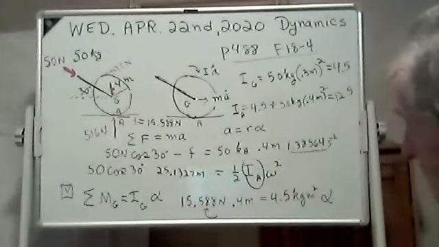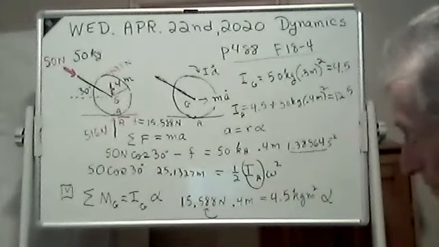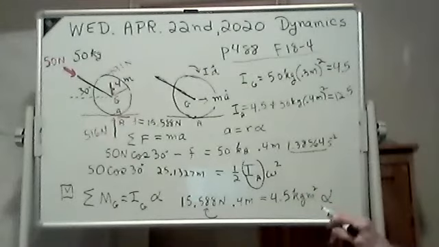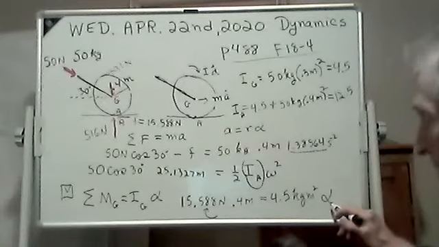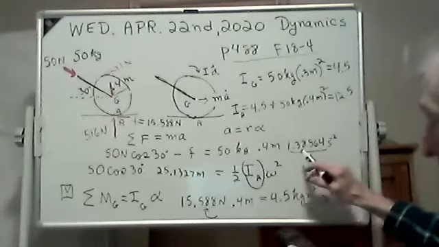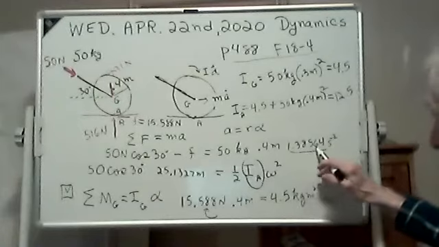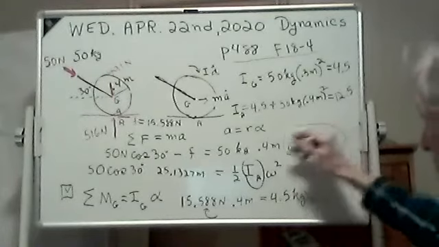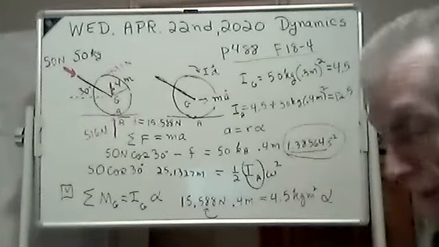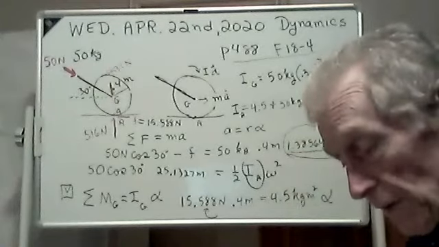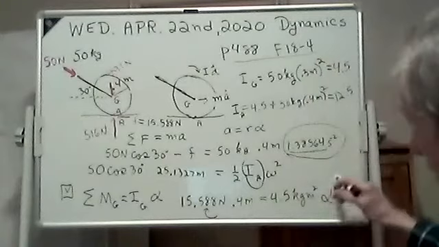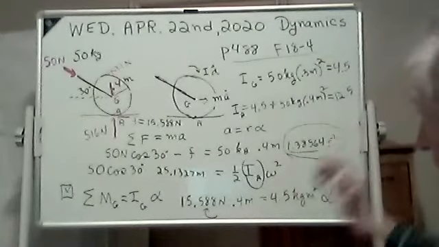15.588 times 0.4 divided by 4.5. Okay, now here's what I'm getting for my alpha. I'm getting 1.385. By Jove, I'm getting the same alpha that we got using entirely different equations. So check, we have just checked our work.